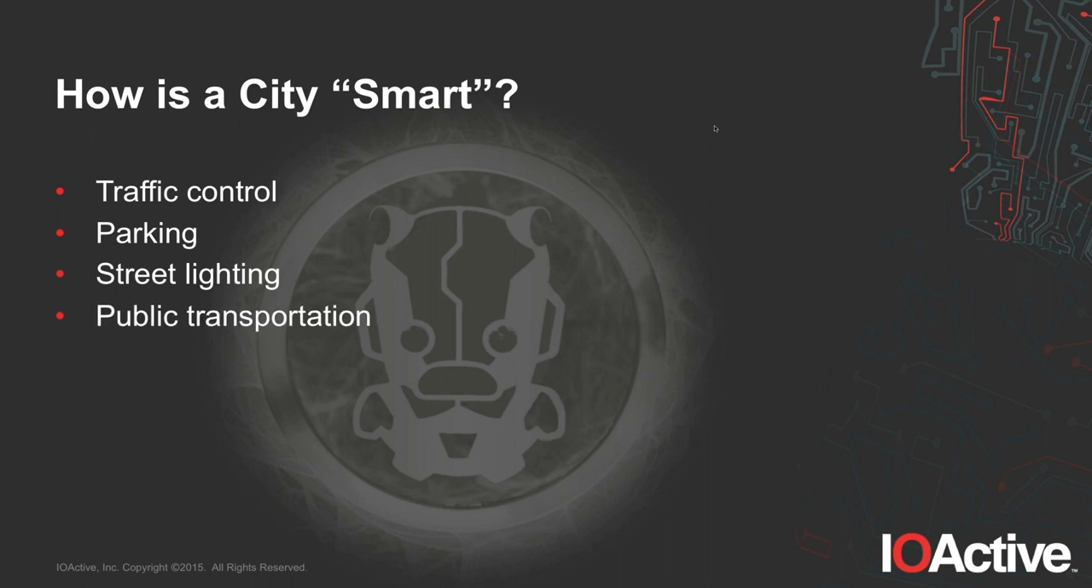Then for public transportation, you have real-time information about arrivals and departures of trains, buses, subway, etc. Also, you have a different way of payment with cards. You can just swipe your card or even your cell phone and pay and go.